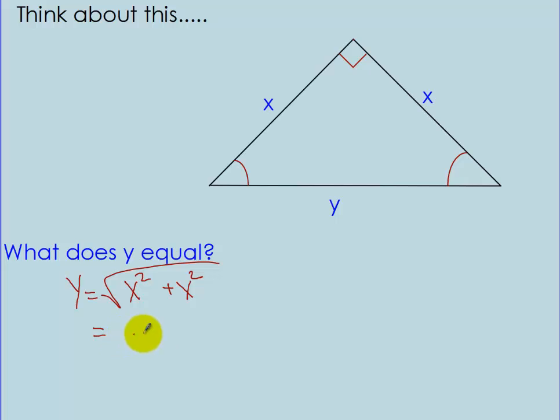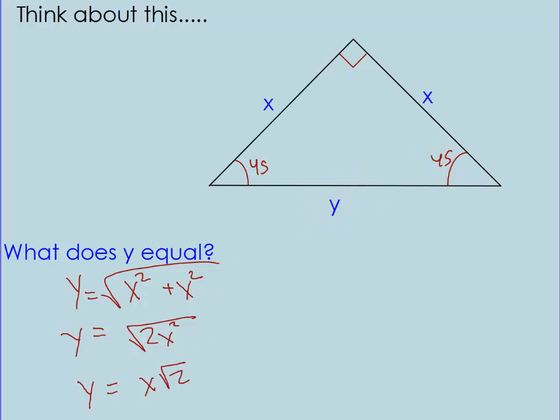Another way we can simplify that is you can say 2x squared. So the square root of 2x squared is y. If you simplify that, you get the square root of 2, and then the square root of x squared, which is just x. So y equals x times the square root of 2. And notice these two angles right here, they have to be congruent. They both have to be 45 if that's a right triangle. So y is going to equal x times the square root of 2.